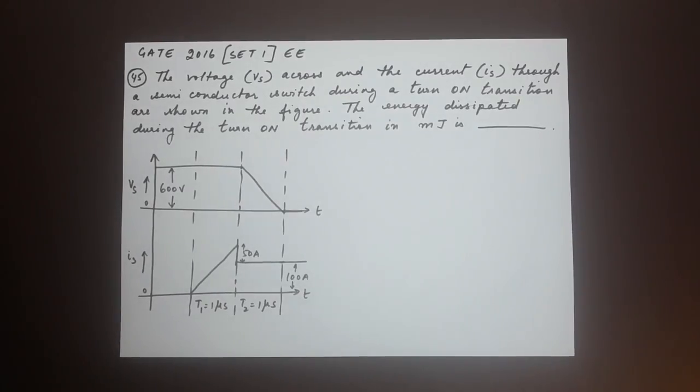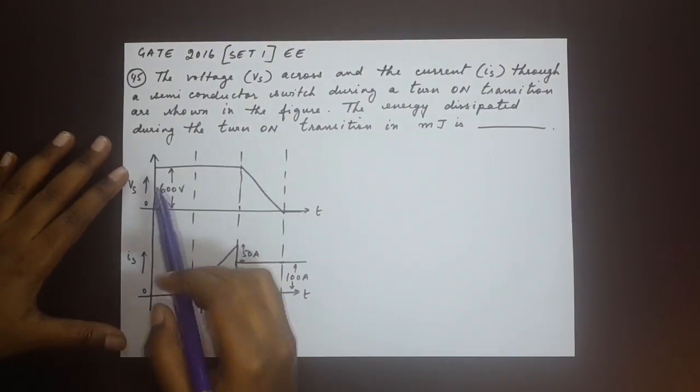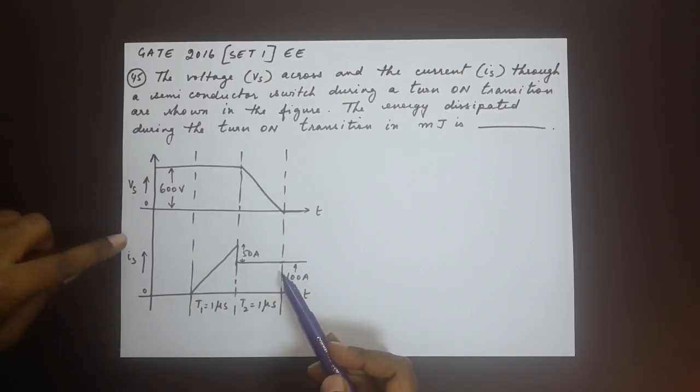Here's the next question, number 45. The voltage Vs across and the current Is through a semiconductor switch during a turn-on transition are shown in the figure. The energy dissipated during the turn-on transition in millijoule is dash. Okay, so here we have been given a graph with Vs and Is for the switch.